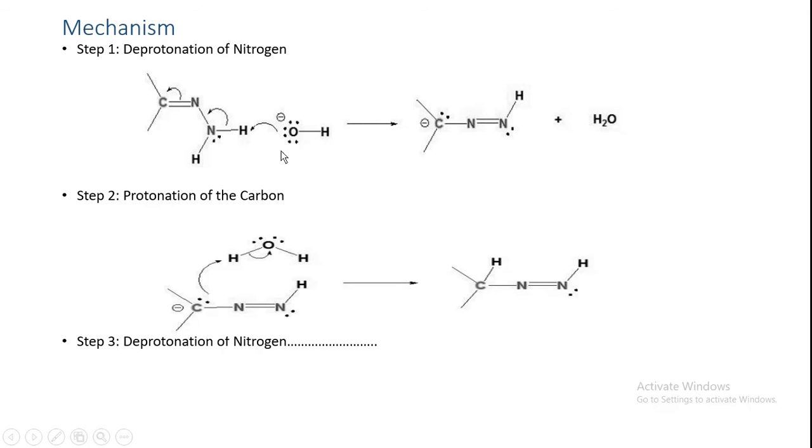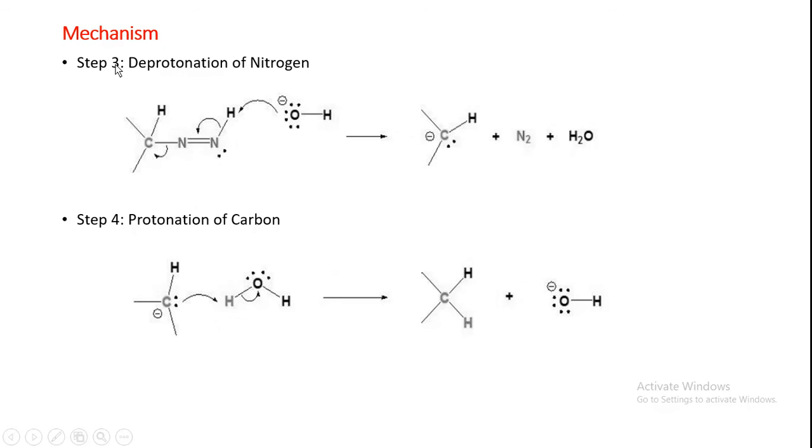Okay, so next step, what will happen, this carbon will be protonated. In the second step, protonation of the carbon, so again a water molecule will come and it will give its proton to carbon, so ultimately a CH bond will be formed. And here it is the same N double bond NH. In the third step, deprotonation of nitrogen.